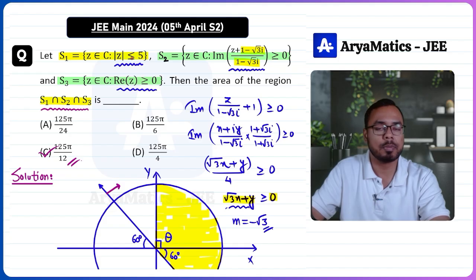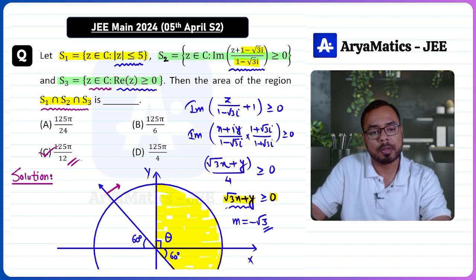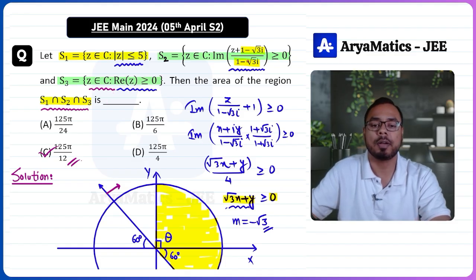First one is straightforward, points inside the circle. Third one, this is also not difficult. X is positive, so first or fourth quadrant. And in order to decode this second one, in place of Z, write x plus iota y.